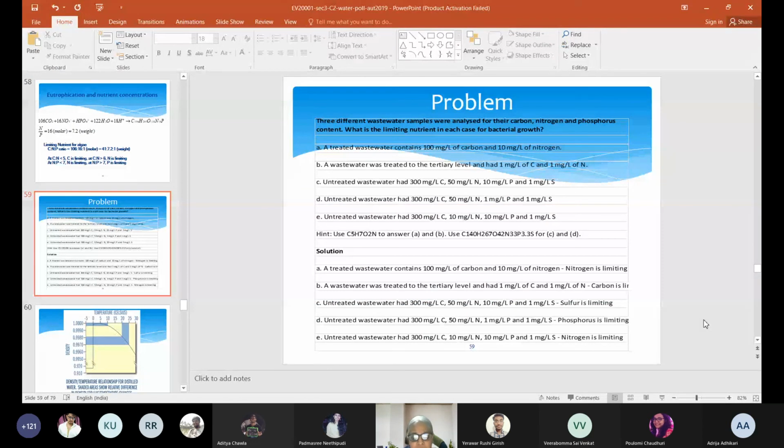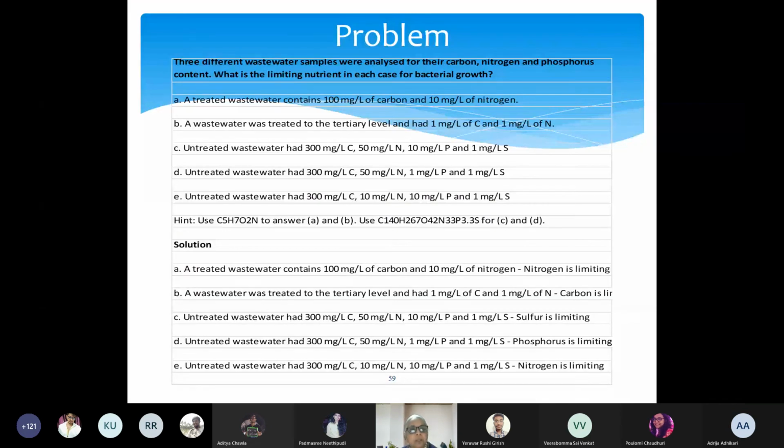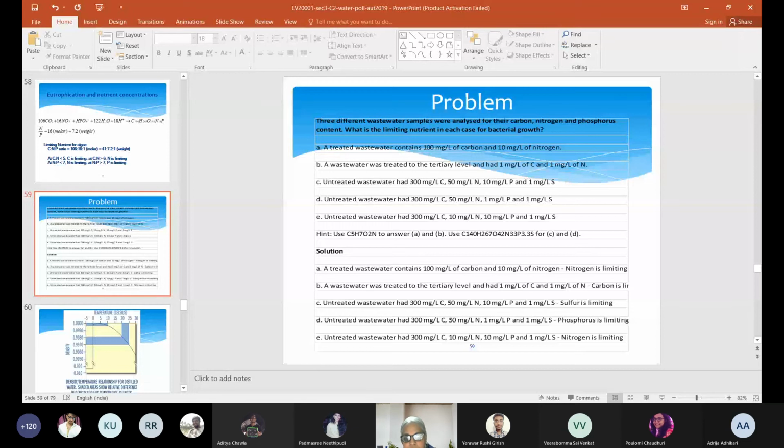Here is the last set of problems for the day, and then we'll close. We have different wastewater samples. They've been analyzed for carbon, nitrogen, and phosphorus. In each case, you have to determine what is limiting. Carbon, nitrogen, sulfur, phosphorus, which one? So I'll leave it to you. Again, you can raise your hands when you're done. And please don't forget to finish your assignments before 31st.